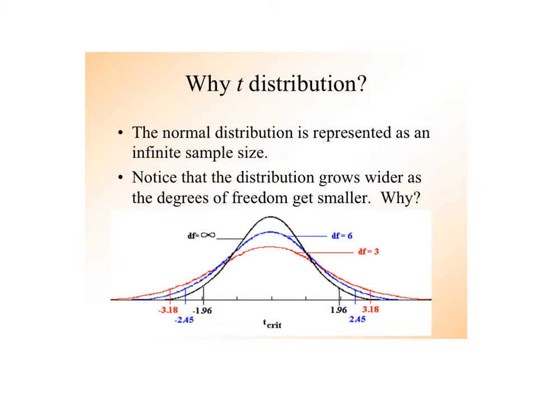So the reason that the distribution gets wider as the degrees of freedom get smaller is because the degrees of freedom is n minus 1. Let me go ahead and write that out there. Degrees of freedom is n minus 1. And so if the sample size is n, then the degrees of freedom depends on n. Whatever the sample size does, the degrees of freedom will be affected by that as well.